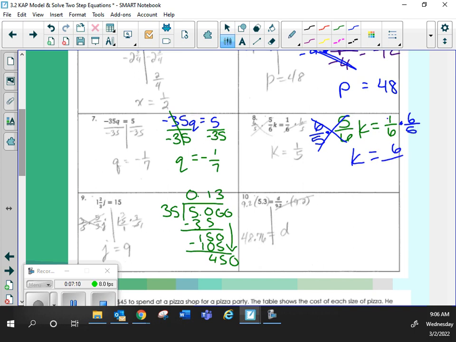6 times 5 is 30. Okay, I can simplify that. They're both divisible by 6. They're also divisible by 3 and 2, and if it's 2 and 3, therefore it's 6. But that would give you 1/5. That's the same thing as 0.2.